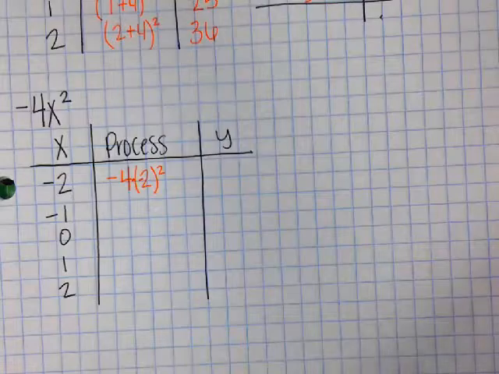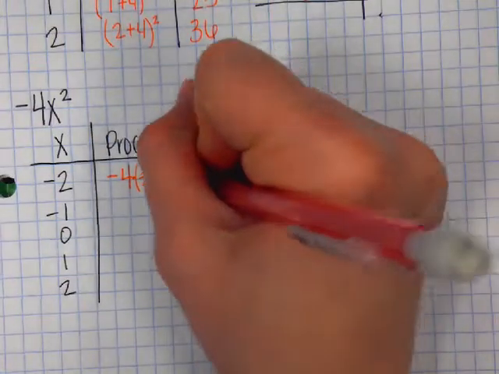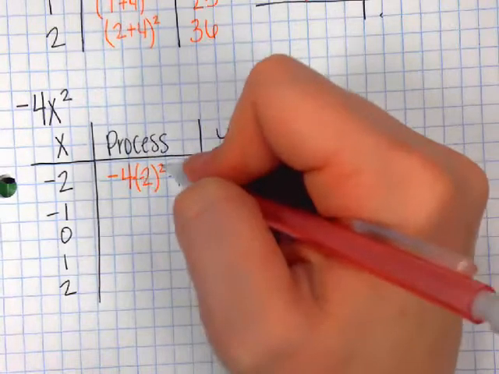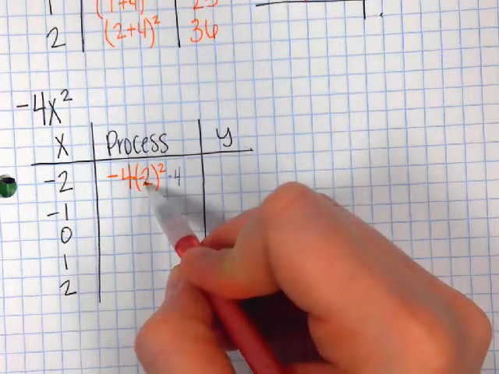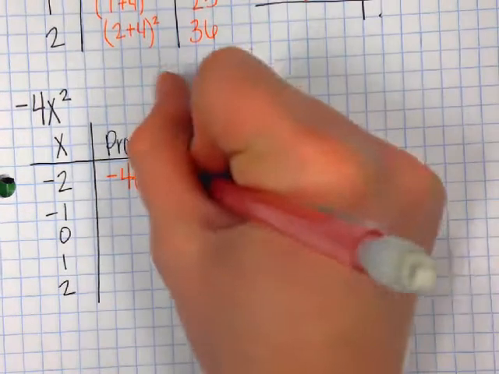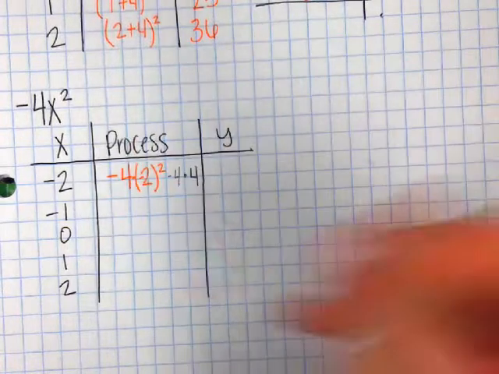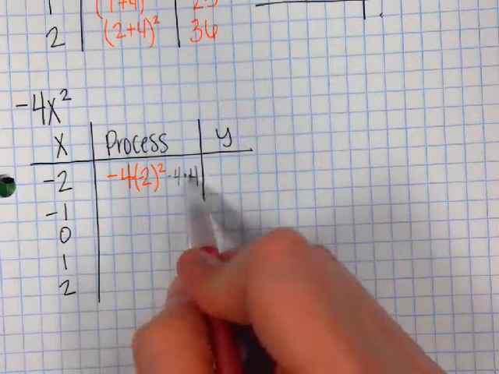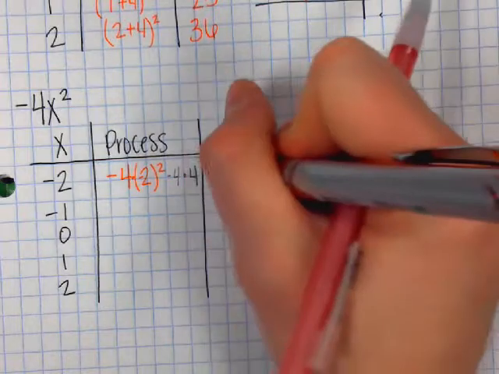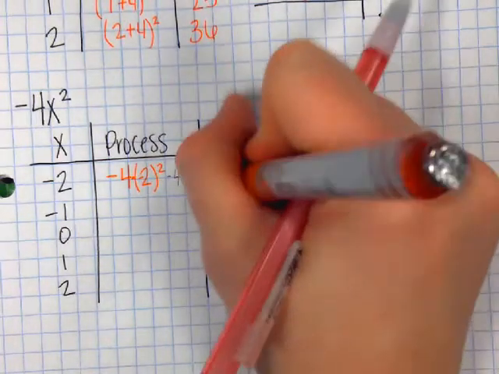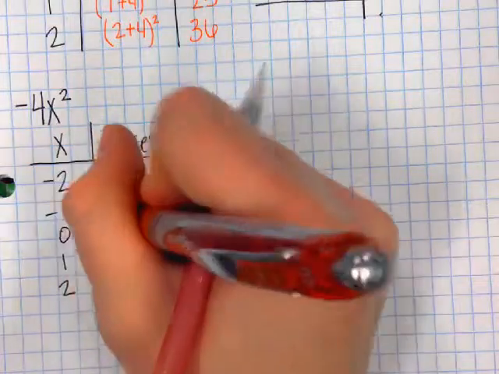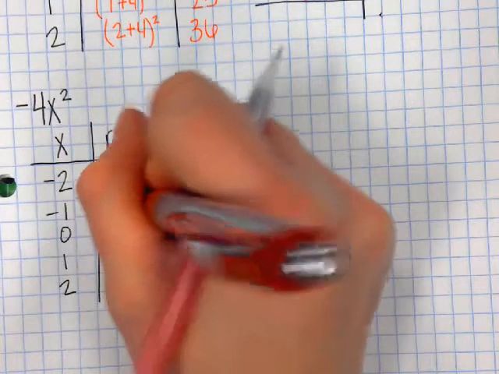So when we do this, we have to square the number, then multiply by negative 4. So I'm going to go ahead and do it right here. So we have negative 4 and negative 2 times negative 2. A negative times a negative is a positive. 2 times 2 is 4. So it would be negative 4 times 4. A negative 4 times a positive 4. Negative times a positive is a negative. 4 times 4 is 16.